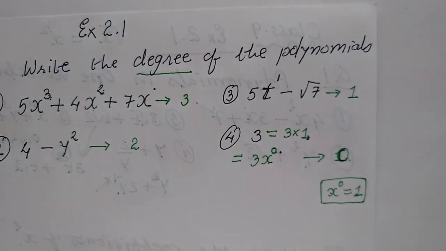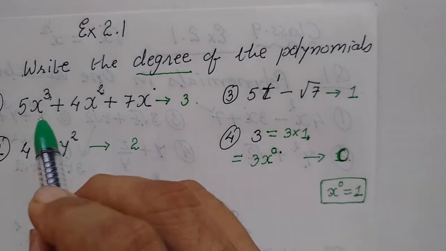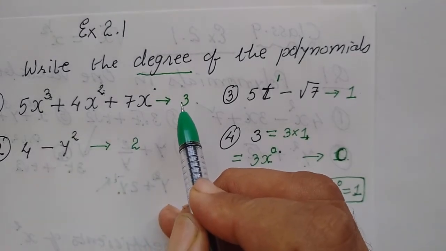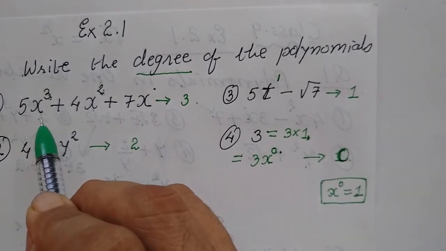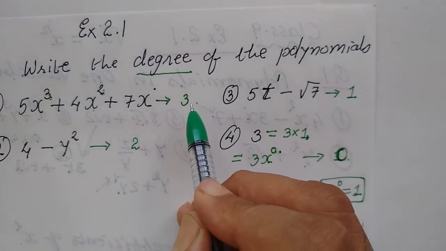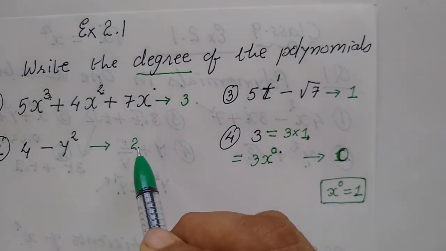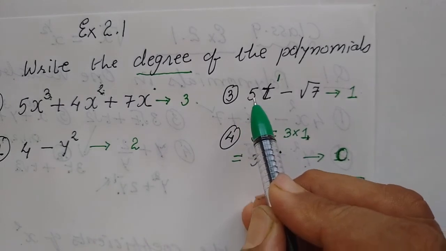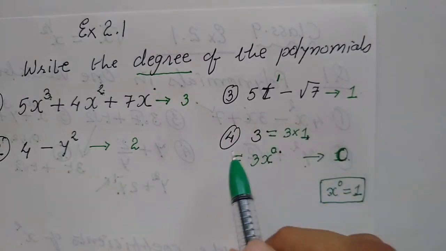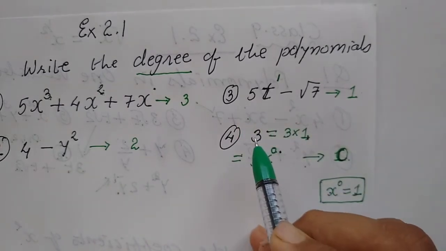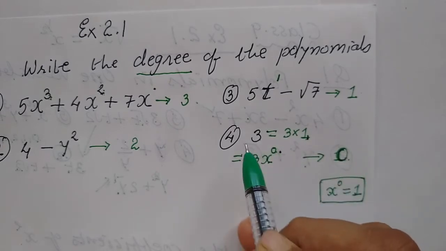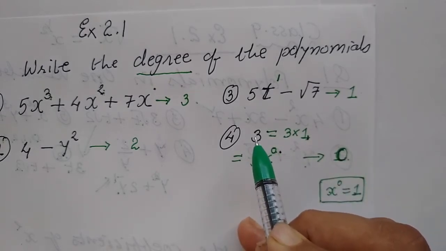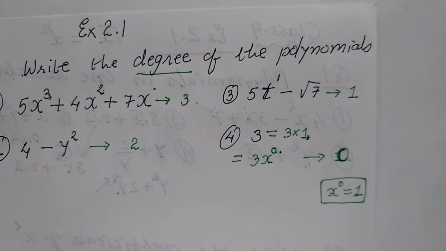Okay, so children, I have not written the complete sentence. You write the sentence this way: the degree of the polynomial is 3, the degree of the polynomial is 2, the degree of the given polynomial is 1, and the degree of the given polynomial 3 is 0. Children, 3 is a polynomial, a constant polynomial.